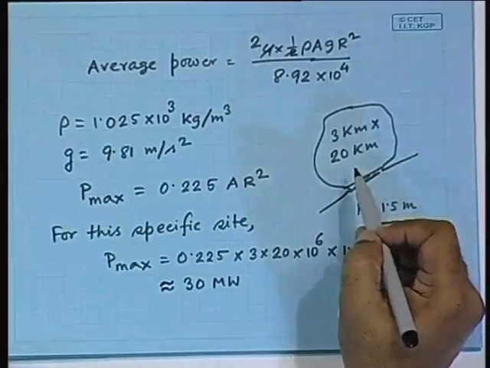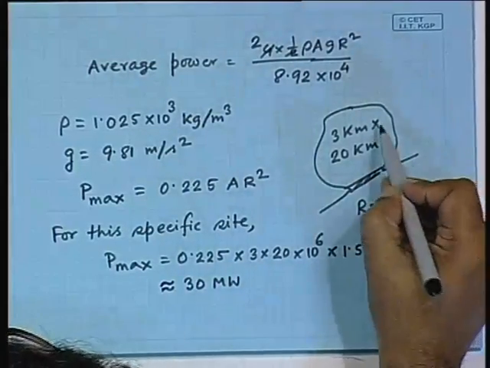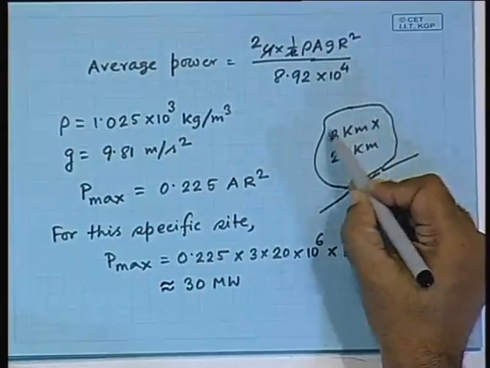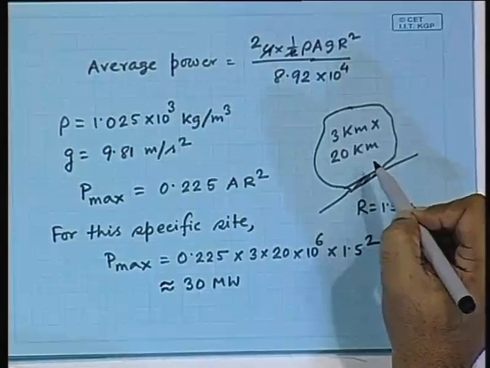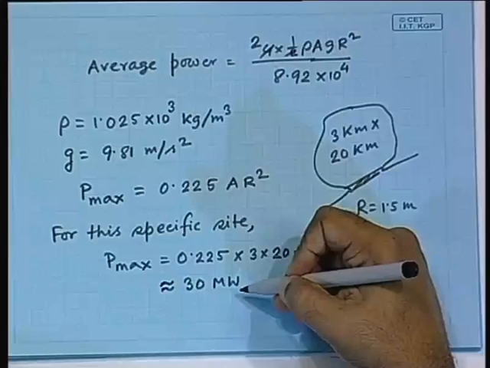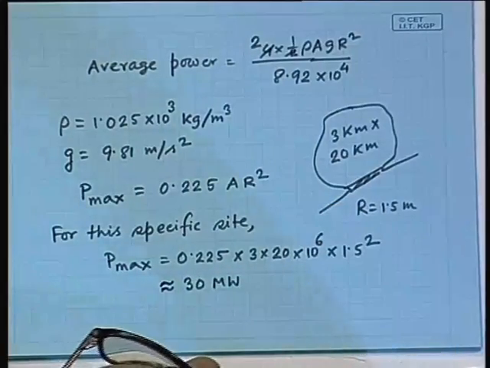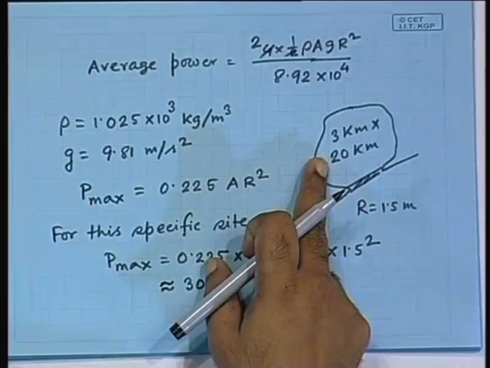So, normally you can easily see that an amount of water contained in about 60 kilometer square would produce about 30 megawatts. But that is the theoretical maximum amount of energy. The actual production will be about 1/4 of that, which is approximately 8 megawatts. So, 8 megawatts can be generated from a thing like this.